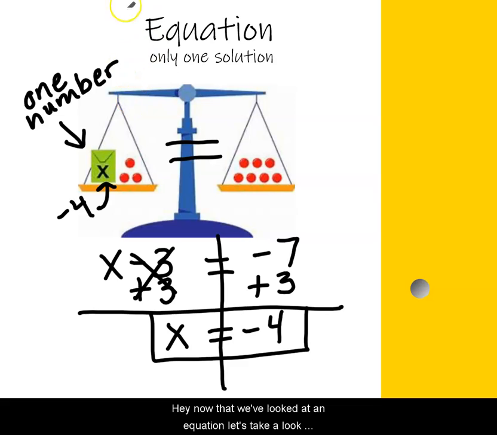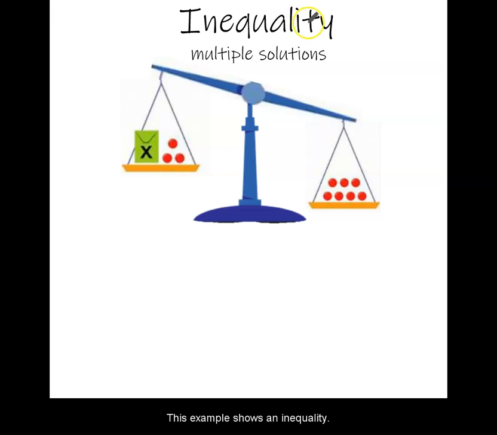Okay, now that we've looked at an equation, let's take a look at an inequality. This example shows an inequality. You can see that the difference between the two scales is this scale is not balanced. What we have on the left is less heavy than what we have on the right. So this is an example of an inequality because these two sides are not equal.